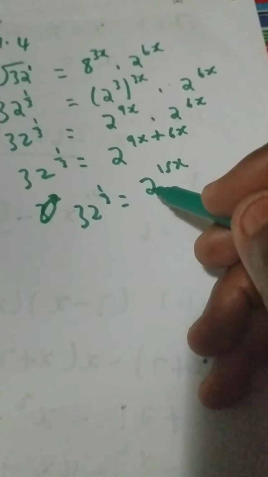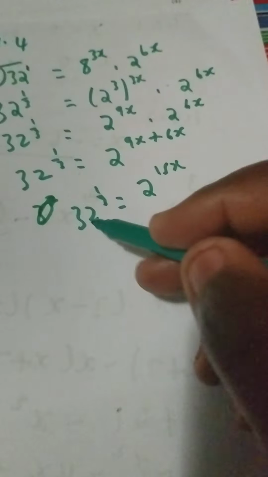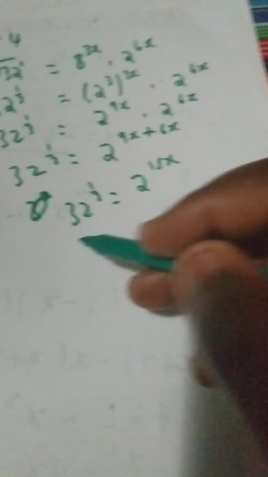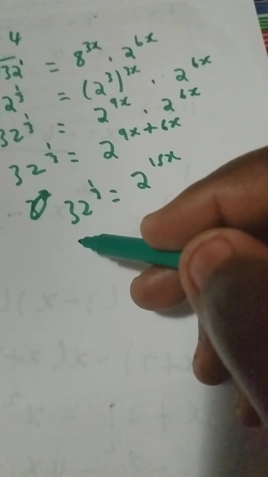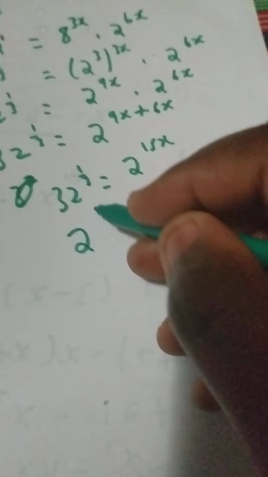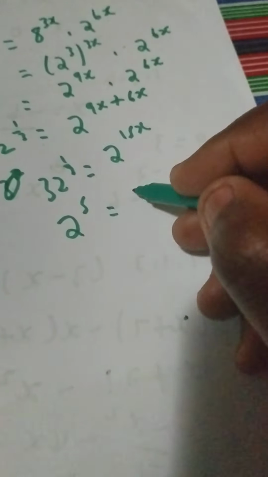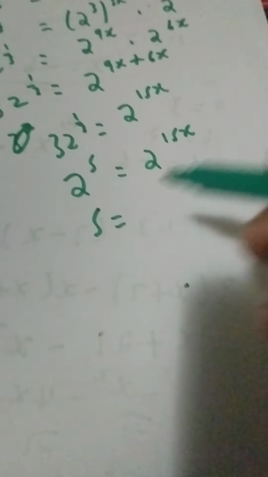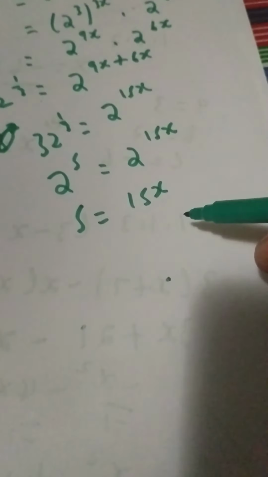Remember, the aim is to equate both sides, right? So I'm having 32. I need to change also the number to 2. Can I change 32 to 2? Yeah, that'll be 2 to the power 5, is equal to 2 to the power 15x. So now I'm having the same base. Therefore, just equate the exponents. So this will be same as 5 is equal to 15x, right?